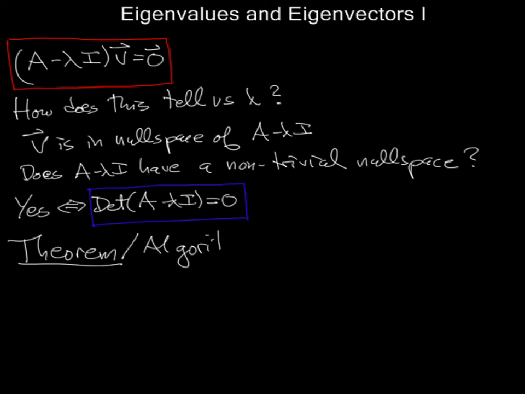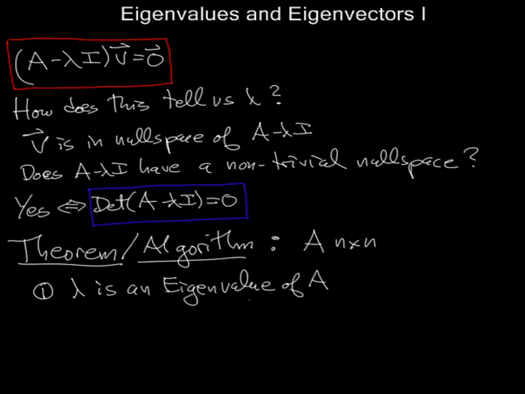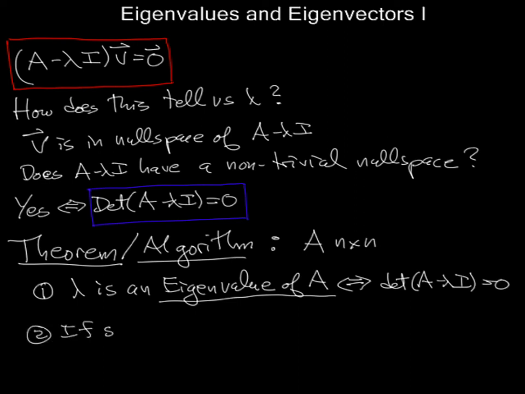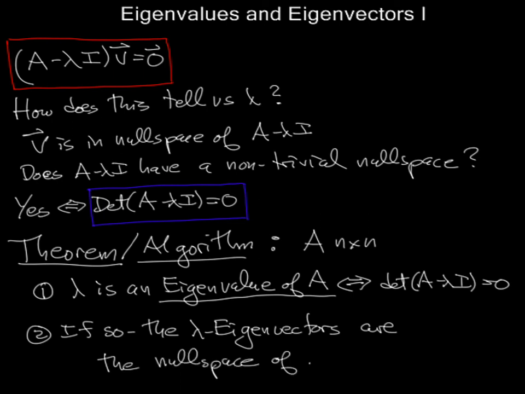So basically we just proved the following theorem or algorithm. It's really both. Suppose you have an n by n matrix. Then lambda is an eigenvalue of that matrix if and only if the determinant of A minus lambda I is 0. Secondly, if you have such a lambda, then the lambda eigenvectors are exactly the null space of this matrix A minus lambda I. So that is something that we can do.